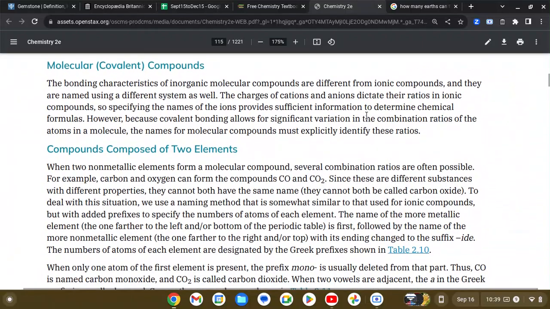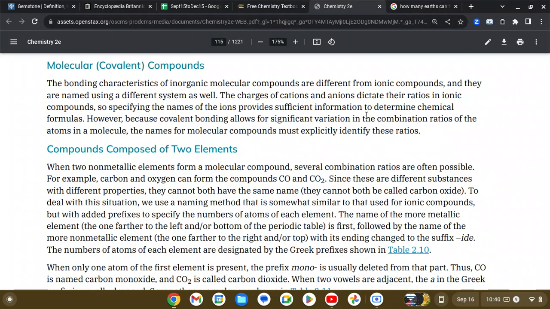Molecular covalent compounds. The bonding characteristics of inorganic molecular compounds are different from ionic compounds, and they are named using a different system as well. The charges of cations and anions dictate their ratios in ionic compounds, so specifying the names of the ions provides sufficient information to determine chemical formulas. However, because covalent bonding allows for significant variation in the combination ratios of the atoms in a molecule, the names for molecular compounds must explicitly identify these ratios.